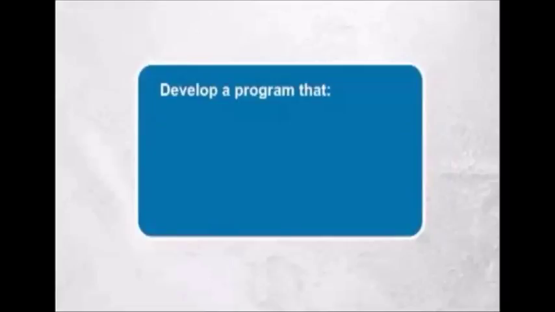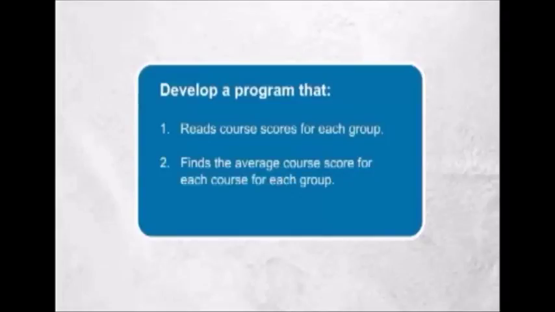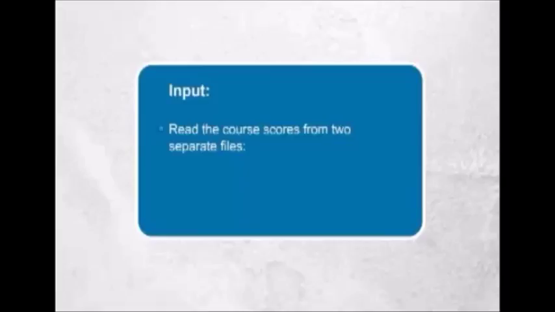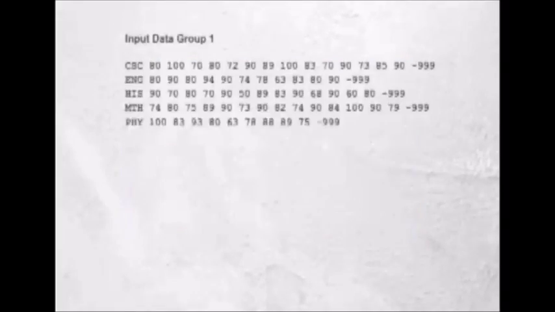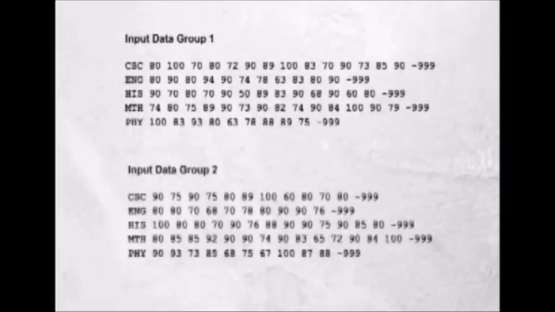You will develop a program that reads the course scores for each group, calculates the average course score for each course for each group, and outputs the averages of the course scores. The course scores for each group are recorded in separate files. Suppose the data is stored in the file group1.txt for group 1 and the file group2.txt for group 2. A sample input looks like this.